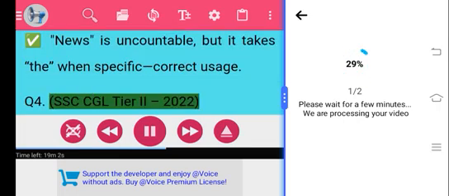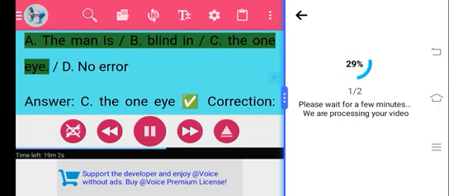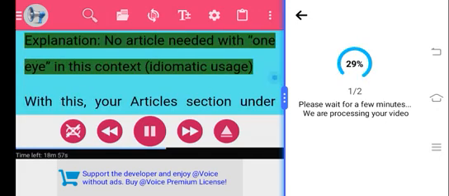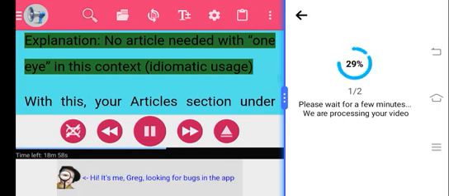Q4. SSC CGL Tier 2 2022. The man is B blind in C the one eye. D no error. Answer: C the one eye. Checkmark, correction: blind in one eye. Explanation: no article needed with one eye in this context, idiomatic usage.